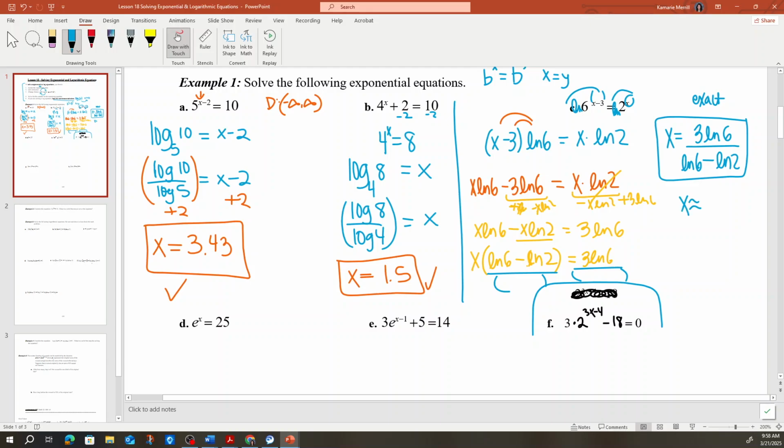And you guys could be using logs here, but you could also be using LNs here. Can I task somebody with using a log? That's a base 10. Someone use a log, and someone use an LN, and we're going to get the same exact answer. Let's try it.